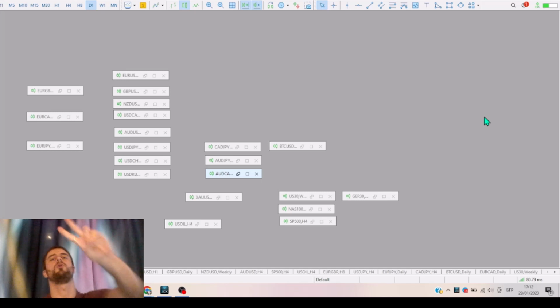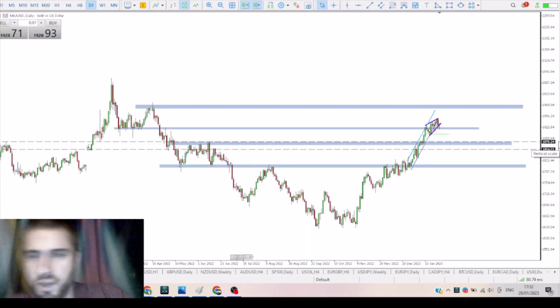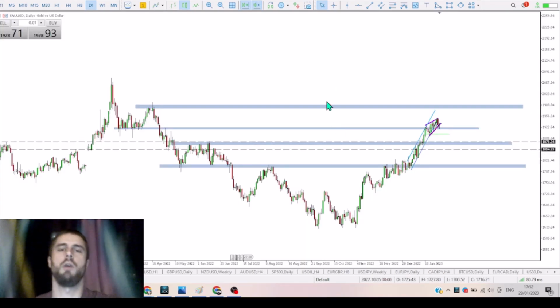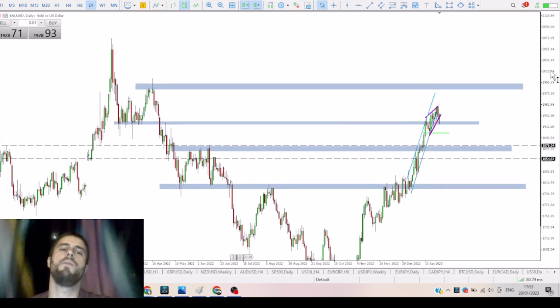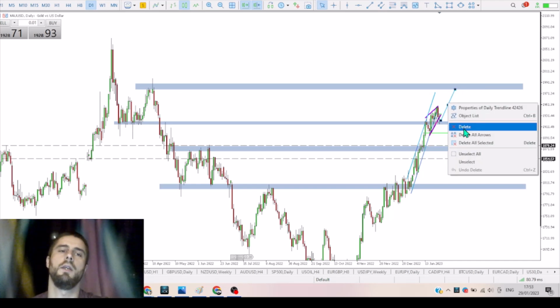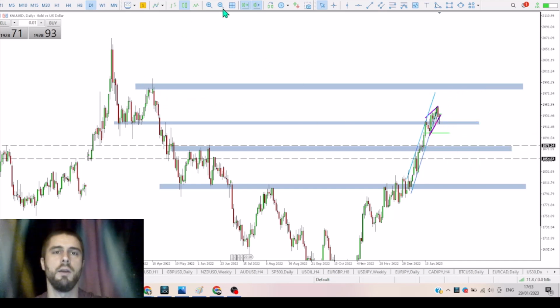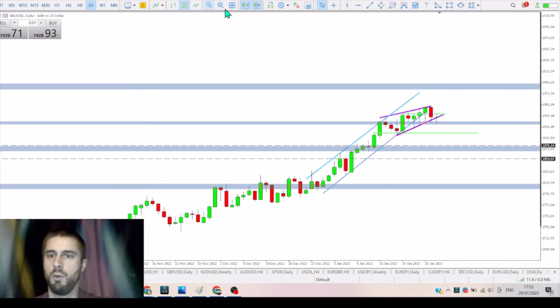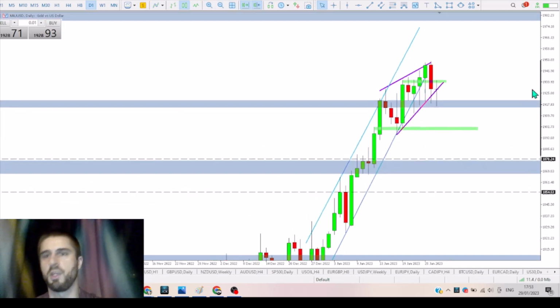Okay, so we are back on gold and I'm on the daily chart. Currently the price is in a heavy bullish trend, so if you guys can see, we have broken this mini resistance area, and we are definitely looking for longs all the way to the previous high right here. But if we zoom in, we can see something interesting.